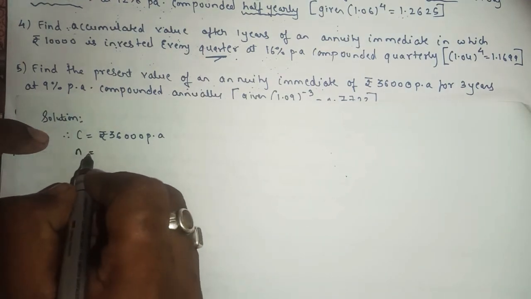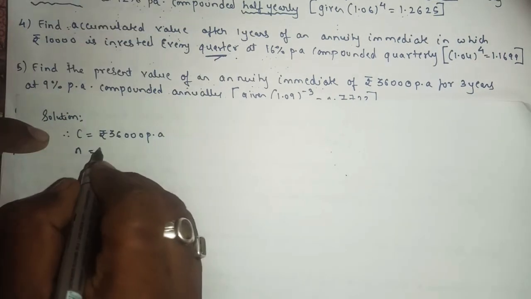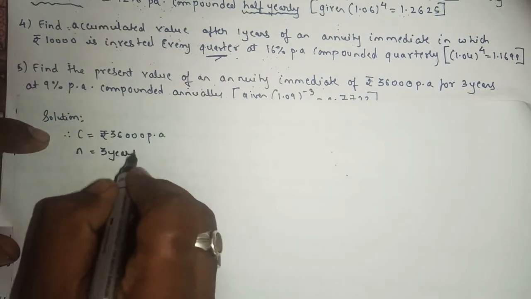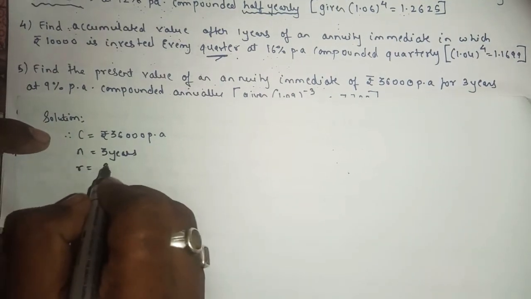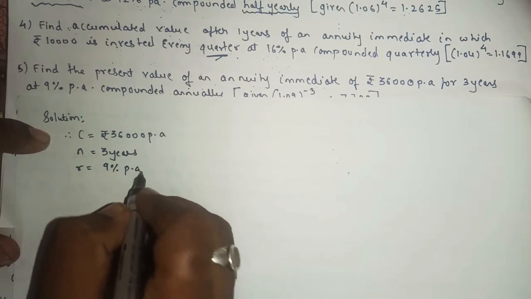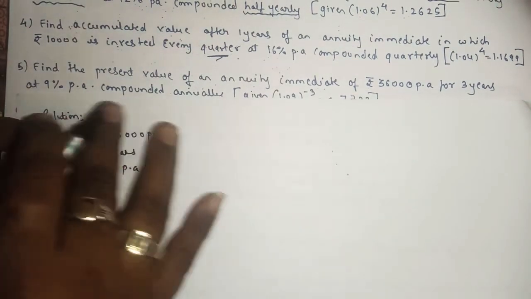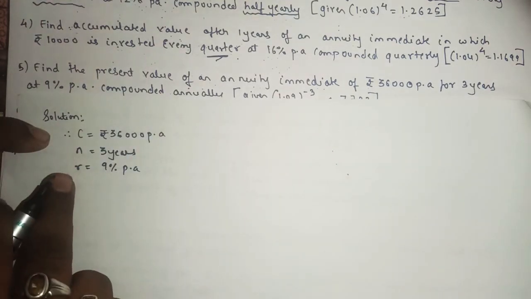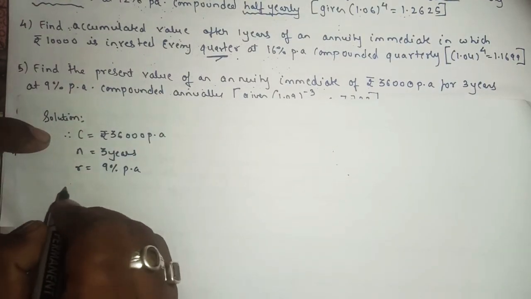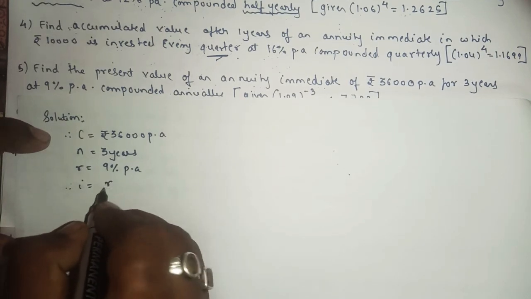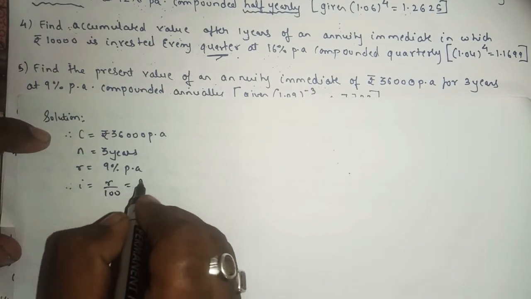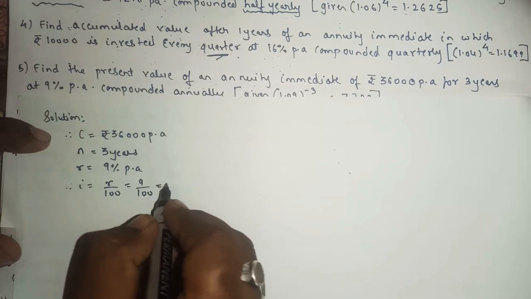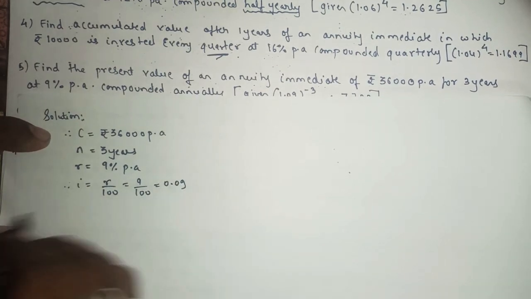N equals 3 years, and R equals what? 9% per annum, compounded annually. As it is compounded annually, there is no need of changing the value of R and N. So therefore I equals R upon 100 equals 9 upon 100, which equals 0.09.